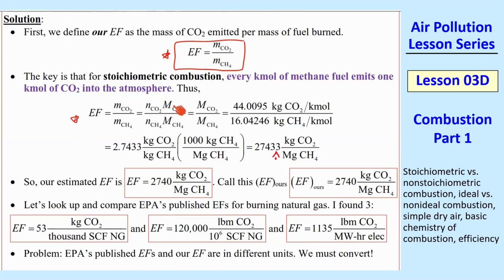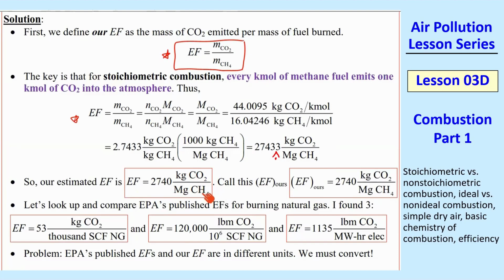We just use the N times M for each of these, top and bottom, and we plug in the values here. And so our EF is simply 2743.3 kilogram of CO2 per megagram of CH4. So to 3 digits, I'm going to write this as 2740 kilograms CO2 per megagram CH4.